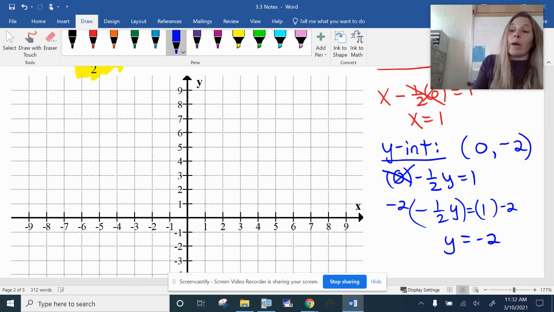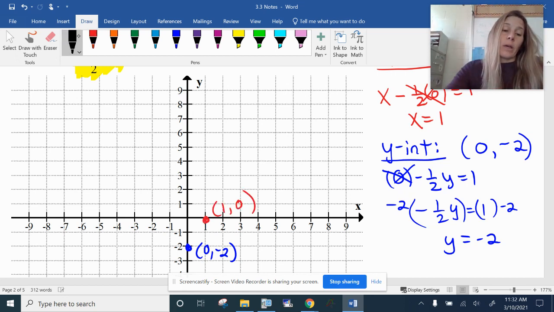So now I can plot my y-intercept, which is 0, -2. And then I can plot my x-intercept, which was 1, 0. And I can draw my line.